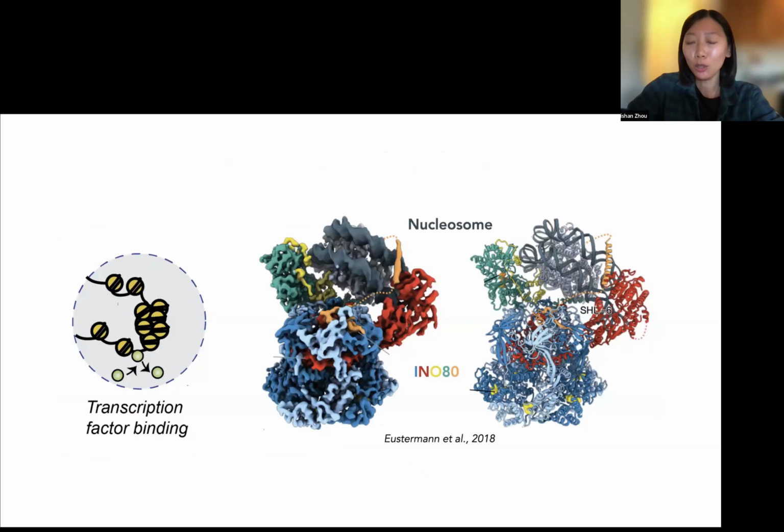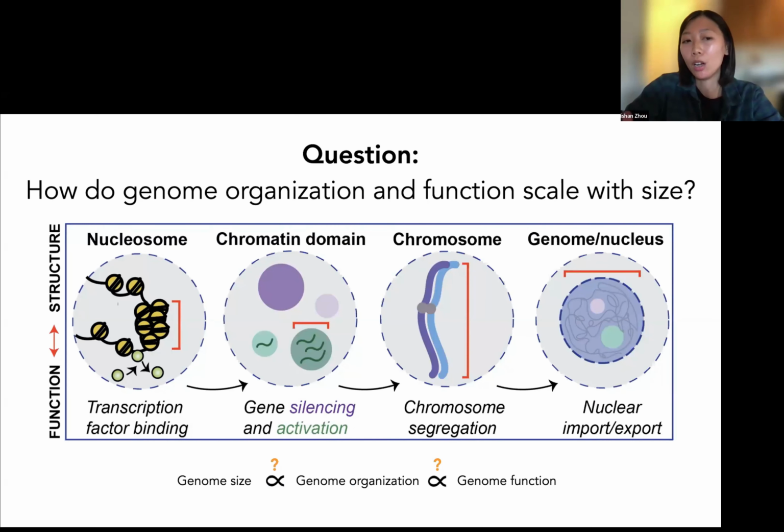Okay, so as a graduate student in Guido Narlikar's lab, I was really fascinated by these chromatin remodeling motors, and I specifically studied INO80, which is this amazing multi-subunit machine that grabs these nucleosomes and twists them in a way to precisely slide a nucleosome. And one of the things that I found during my research is how modular these enzymes are. And so going forward, I'm really excited to combine my knowledge and expertise as a chromatin biochemist, as well as now a cell biologist, to ask this fundamental question of how genome organization and genome function scale with size across all of these different units of chromatin that I've highlighted in red.